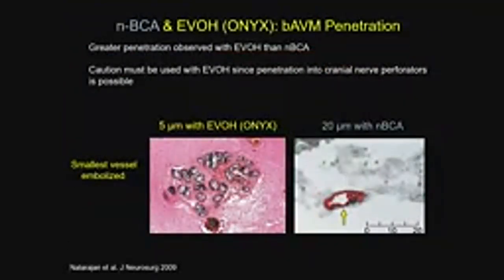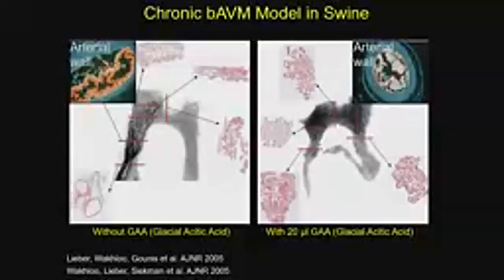What about Onyx? This is from Natarajan's paper in Journal of Neurosurgery. Penetration 5 micron. That's why you heard also from Dr. Kojar, he prefers using glue for the same reason. It's visible and it doesn't have the same penetration.